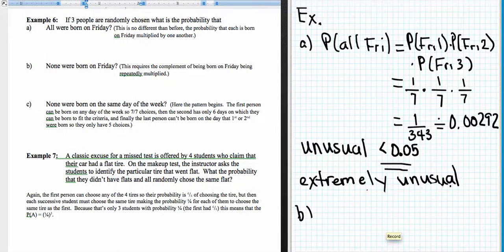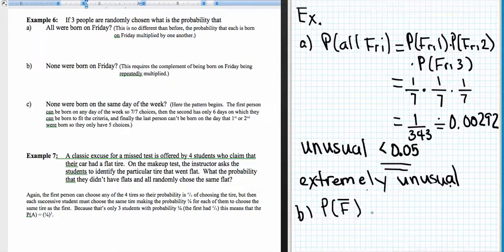Okay, so I left off after part A of this example number 6. I discovered that it didn't quite work to do the entire example and then get to example 7 as well, so this looks like a pretty good break point, I believe. So we were at none were born on Friday. Well, in order to do this, we have to think about the complement of being born on Friday.